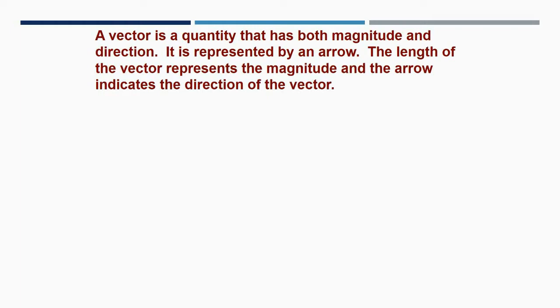Because a vector is a quantity that has both magnitude and direction, it can be represented by an arrow. The length of the vector represents the magnitude, and the arrow indicates the direction of the vector.